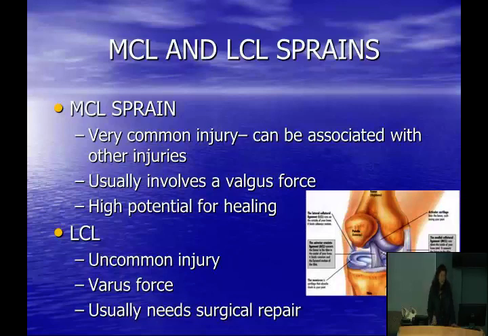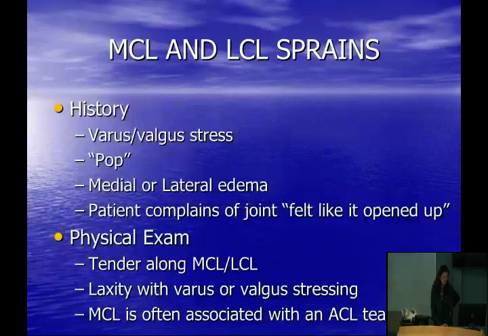LCL. Very uncommon, because someone has to get in between your knees and push outward. It's a very awkward mechanism of action. It rarely happens. Usually it's in soccer when two people are vying for a ball, but it rarely happens. So you get this varus stress. The LCL, though, usually tears completely, and we often fix it. It's very uncommon, though. History, they usually have a valgus stress for MCL, and varus stress for LCL.